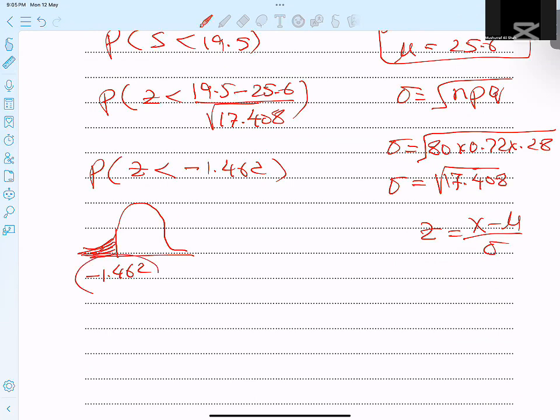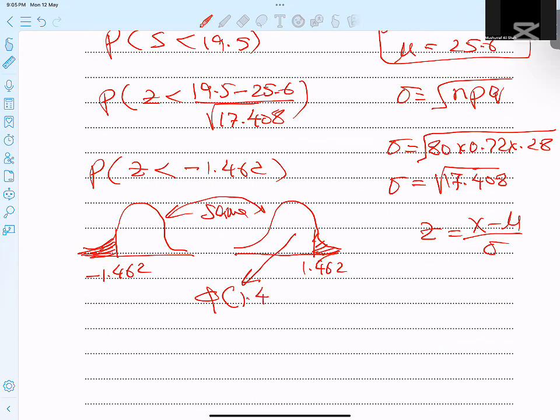But do you know negative values are not available in our distribution table? So I convert this same number into the positive side, because this is symmetrical data. This area and this area are the same, and this region is called phi of 1.462. But I'm looking for this, and the full area is 1. So from 1 subtract phi of 1.462, and that gives me the answer.